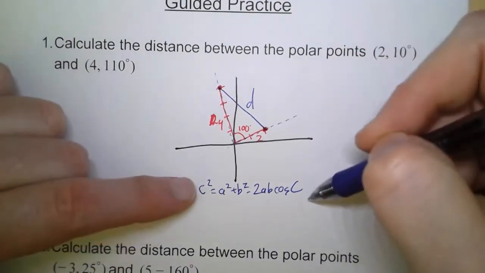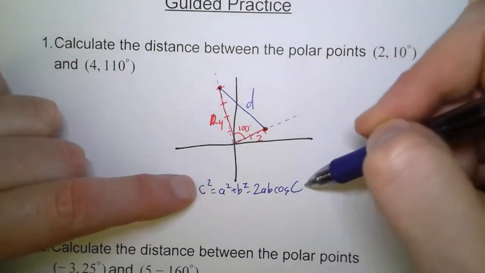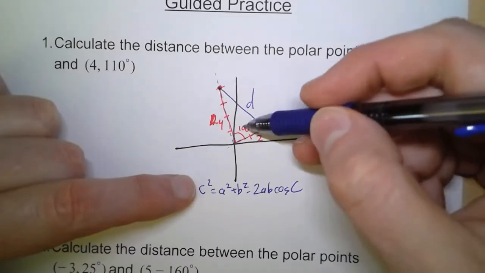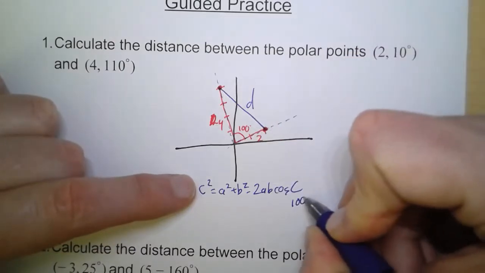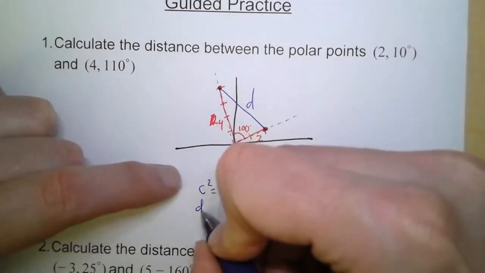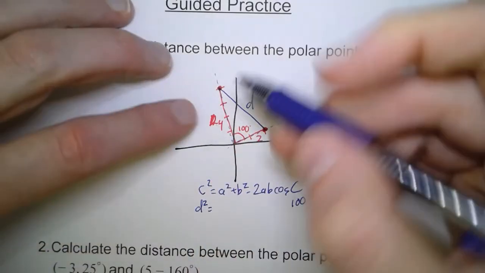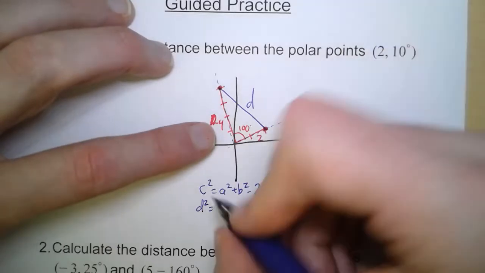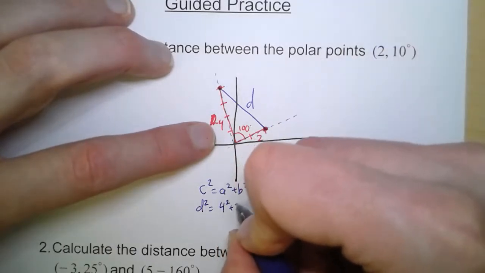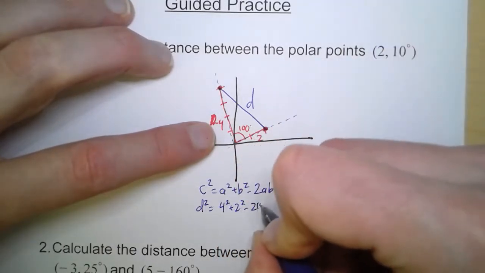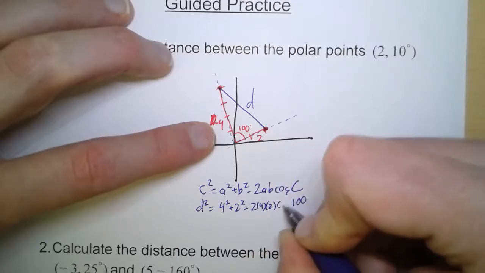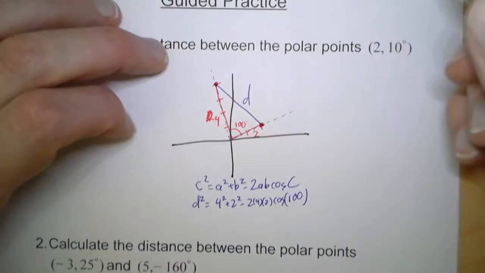Well, the side over here and the angle here have to match. The one angle we know is 100, so let's put 100 in here. That means this side has to be over here, so the a and b are 2 and 4. So d squared equals 4 squared plus 2 squared minus 2 times 4 times 2 cosine of 100.